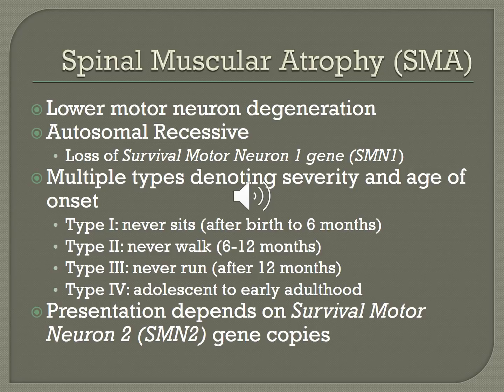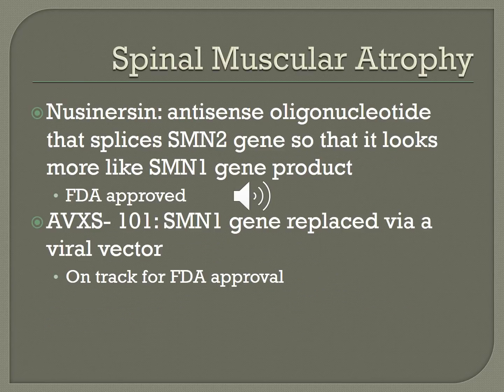So the presentation really depends on survival motor neuron 2 gene copies. So the more copies of the 2 gene that you have, the better prognosis that you have. SMN2 is not the same as SMN1, so you will develop the disease. However, the more copies of this gene you have, the better off your motor neurons are for surviving over time. So when I was training, diagnosing a patient with spinal muscular atrophy was really often a death sentence.